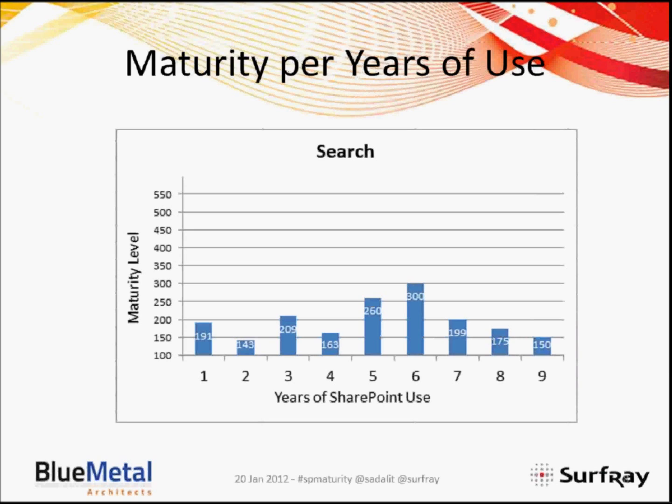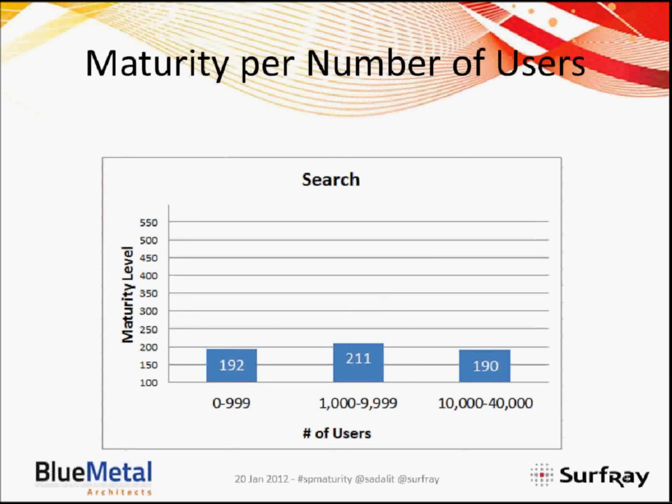But basically, this is the maturity of search that I've seen in the assessments that I've done, and again, those that have been sent to me, by the years of use that people have been using SharePoint. So you can see it's really quite low, where you figure that 599 is the highest level that it could be. It's really quite low across all the years of use. I think this is really an area where companies just are not focusing or investing. And again, the same numbers across the number of users in the organization, they're low regardless of company size.